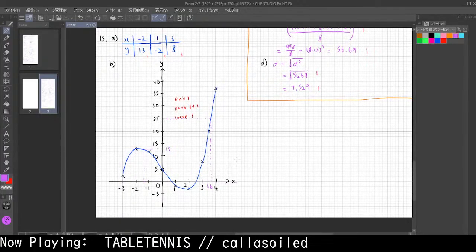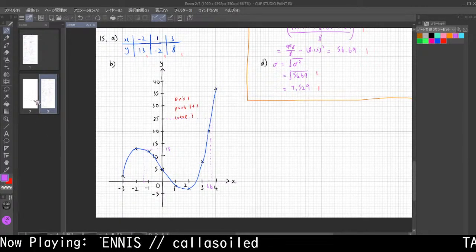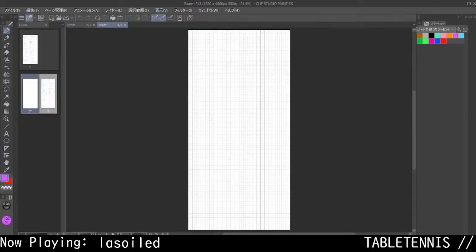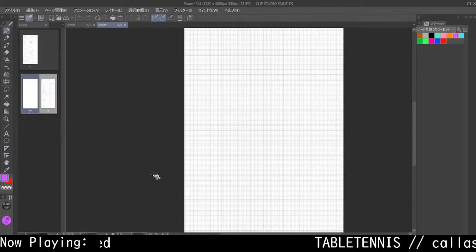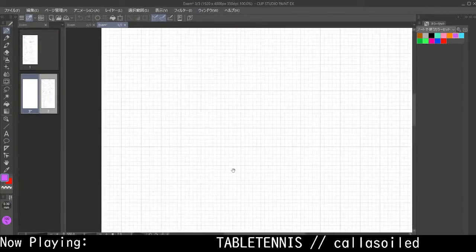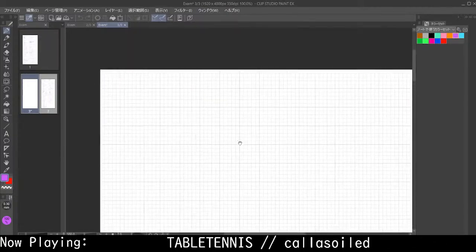Okay, moving on to 16. 16 is a bit more involved. You are required to literally just sketch everything. Okay, let me just zoom in to 100 and we can talk about it.